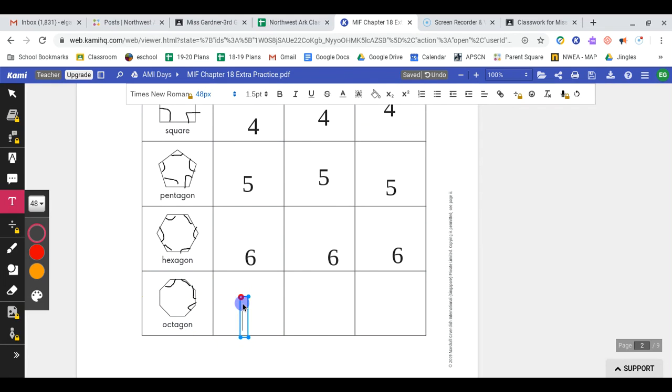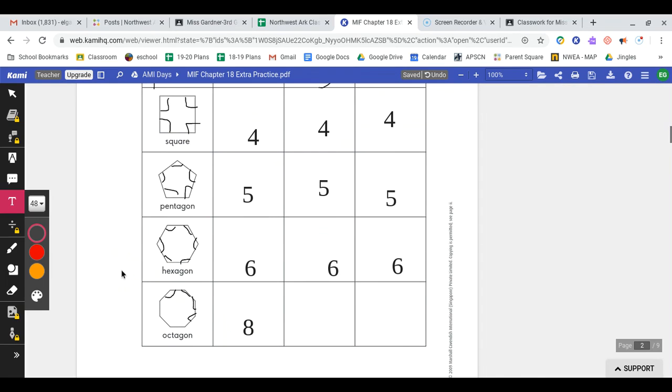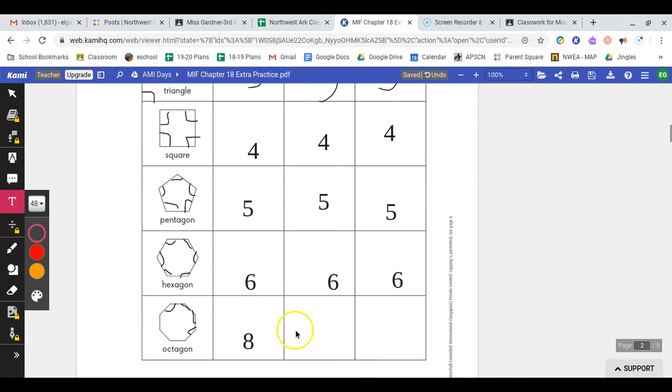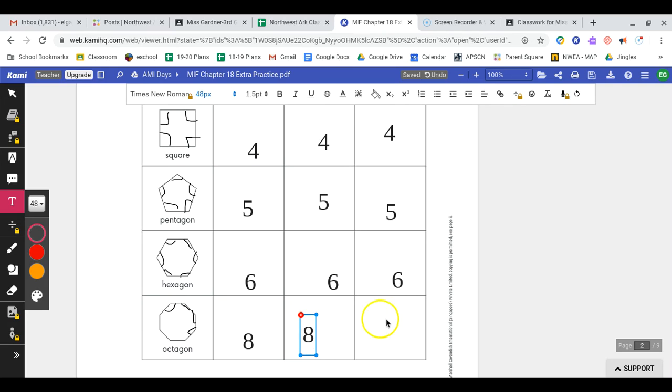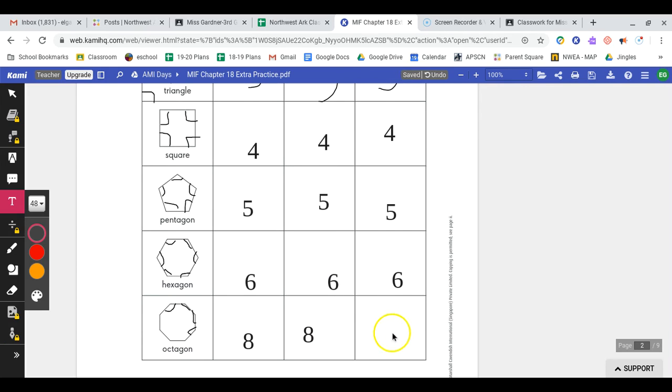Good. You probably know the answer to that one already, but feel free to count up your sides whenever you're unsure. And then vertices. As you can see, they're the same across the board with all of these, but count up the points if you need to. And you'd get 8. You can also pause the video at any point.